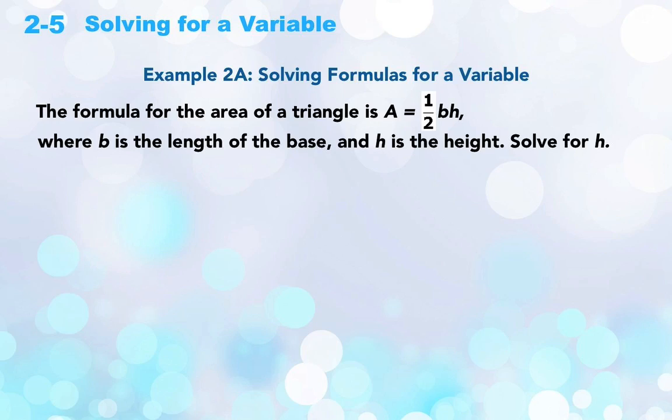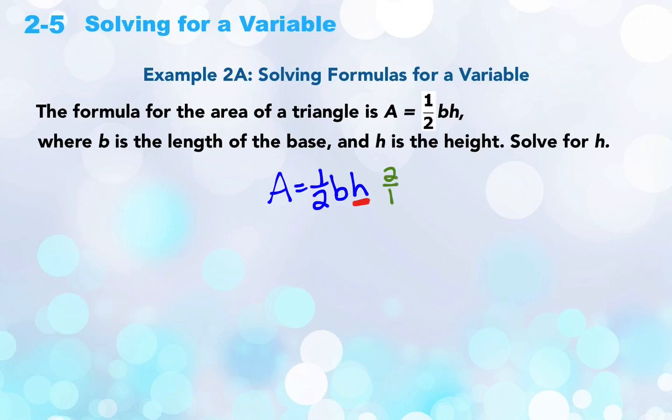So let me rewrite the formula here. A equals 1/2 base times height, and I'm isolating the H. So this means everything else has got to go, the 1/2 and the base. The first thing I always tell you to do is get rid of the fraction. So since we're dividing by 2 or multiplying by 1/2, we're going to do the reciprocal here. I'm going to multiply both sides by 2 over 1.